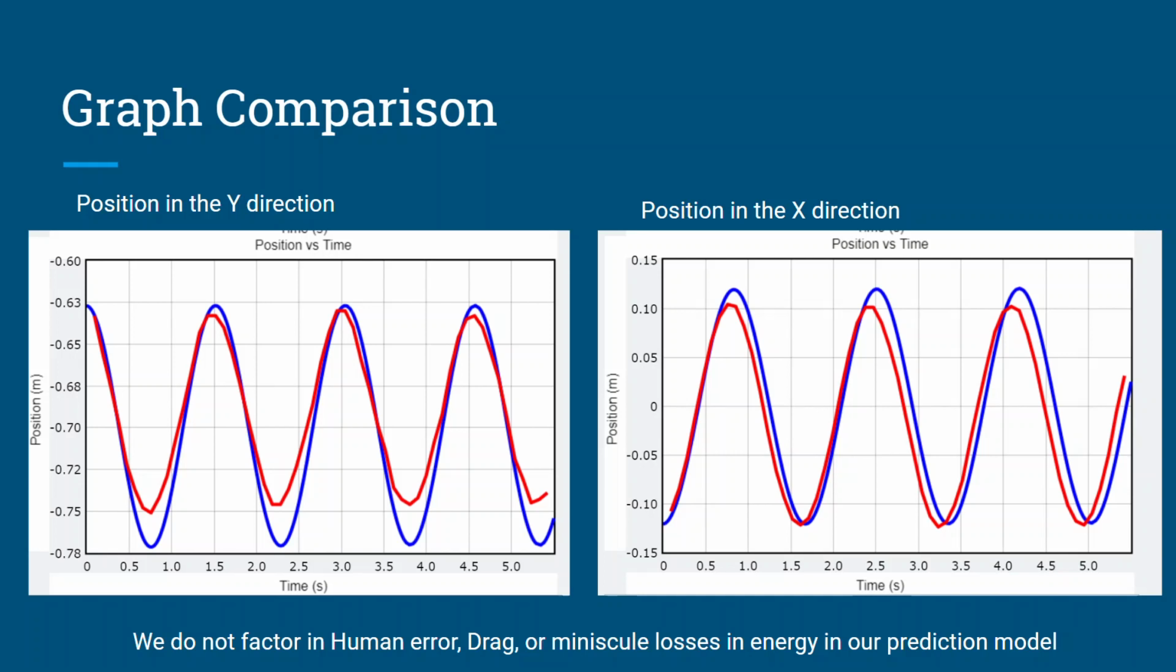In order to decrease the differences that are there, we could take into account drag in our code data, and we could also try and eliminate some of the human error by being more accurate while plotting points in Tracker.